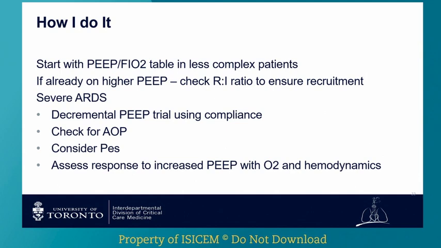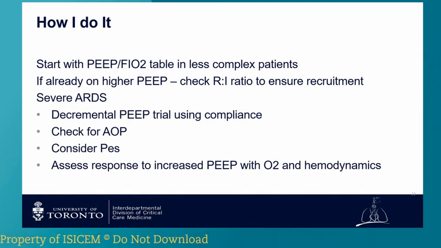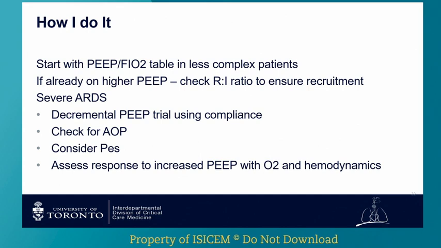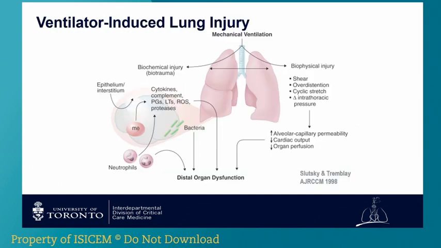So what do I do in real clinical practice? I usually start with a PEEP FiO2 table in most less complicated patients. If they're already on higher PEEP, we check the R to I ratio, and if the patient's not breathing spontaneously, we'll also measure the airway opening pressure. And in severe ARDS patients, we think about a decremental PEEP trial using compliance, think about potentially using an esophageal balloon and/or an EIT device, and assess our response to PEEP, both with oxygenation and hemodynamics.